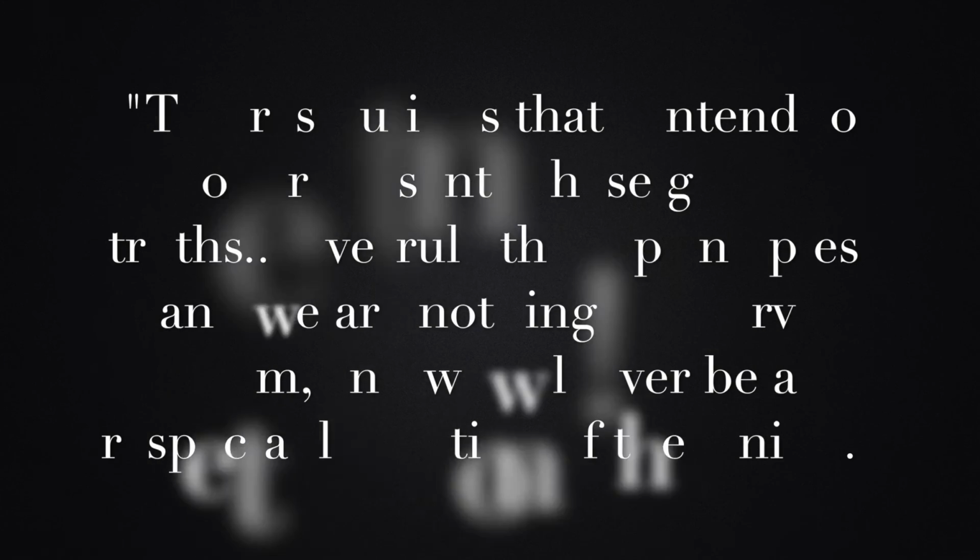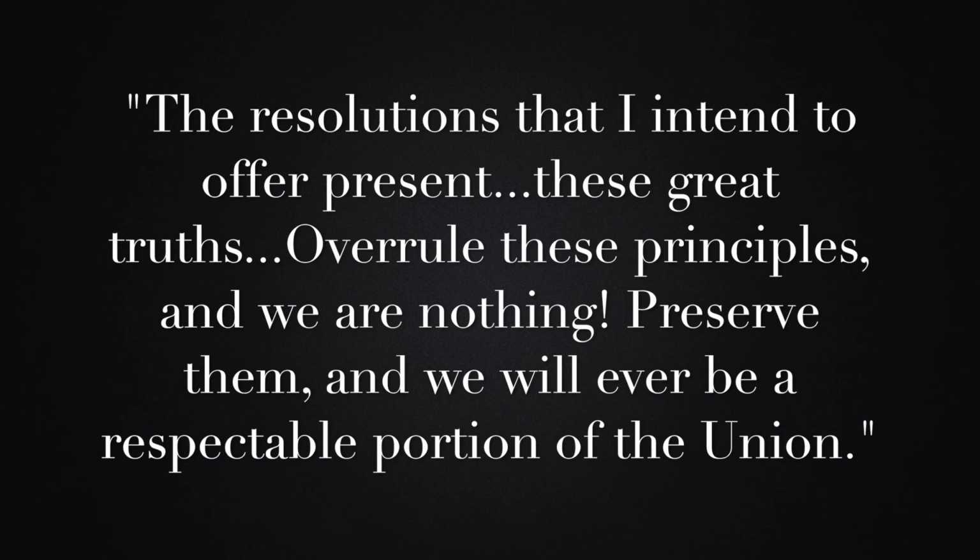Calhoun not only used the Constitution as a means of justification, but also as a unifying figure to persuade his audience for a new compromise. As a response to his claims about the unconstitutionality of the Wilmot Proviso, Calhoun said, "The resolutions that I intend to offer present these great truths. Overrule these principles, and we are nothing. Preserve them, and we will ever be a respectable portion of that union."